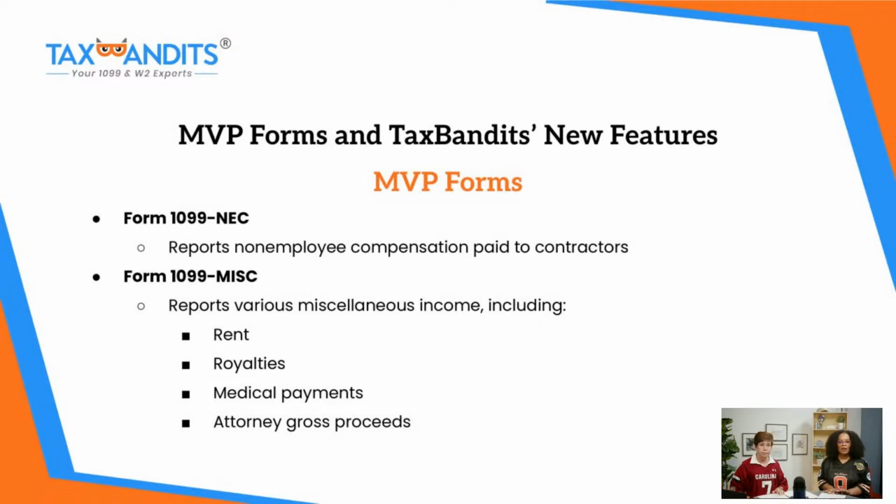And here we go. Drum roll for our MVP forms. These are the most forms that our clients file, and it's going to be the Form 1099-NEC. You guys will see that form a lot. It reports non-employee compensation paid to contractors. And then the Form 1099-MISC, that's going to report various miscellaneous incomes, including rent, royalties, medical payments, and attorney gross proceeds.